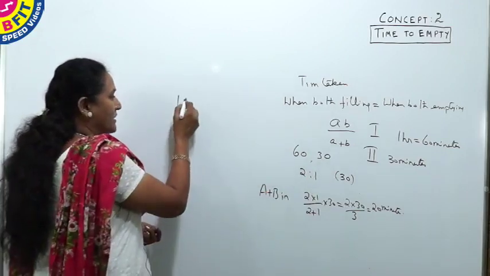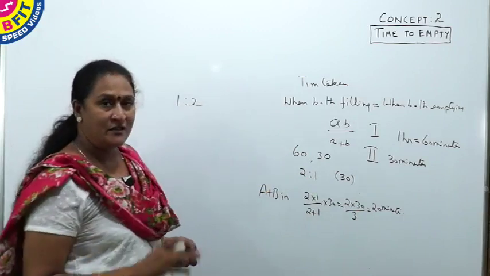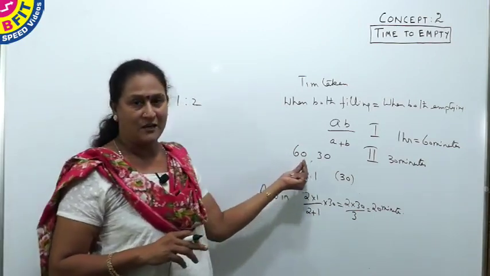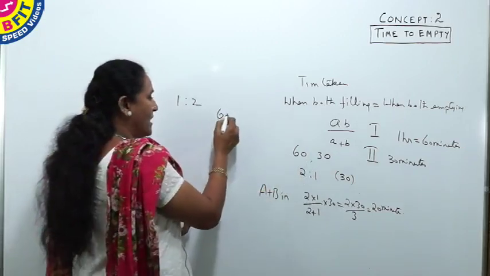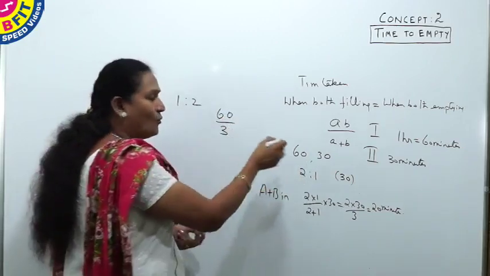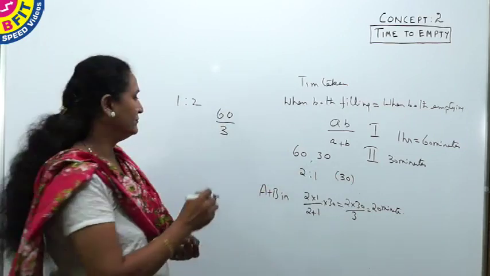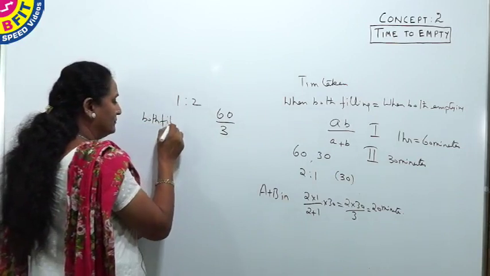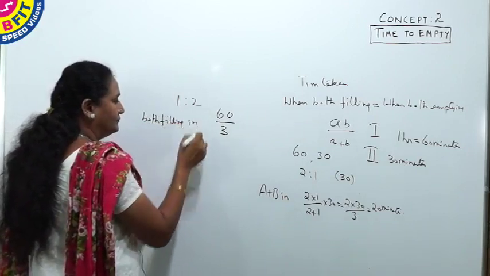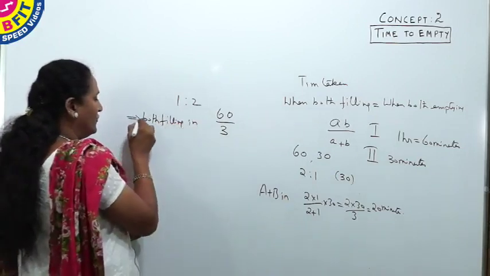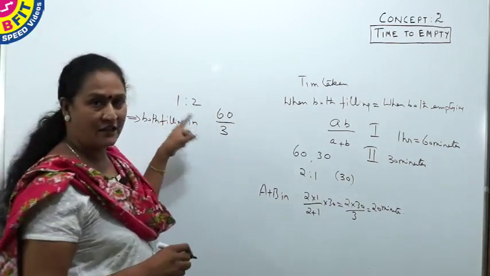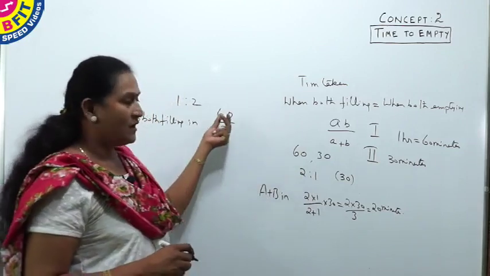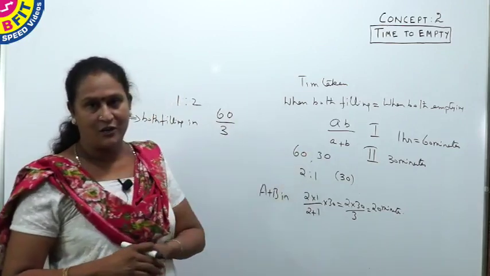So the easy method to work out the answer is, whenever the ratio is 1 is to 2, whatever the higher time is, the answer will be 1/3 of the higher data. So this is for both filling. When the taps both fill, and they are in the ratio 1 is to 2, that is double the value, the answer will be 1/3 of the higher value.